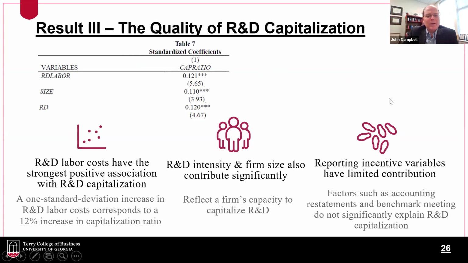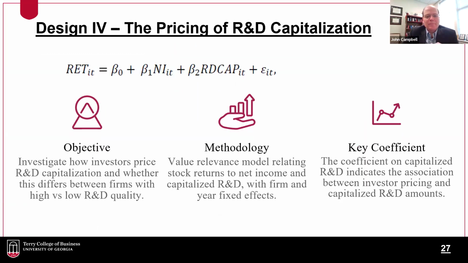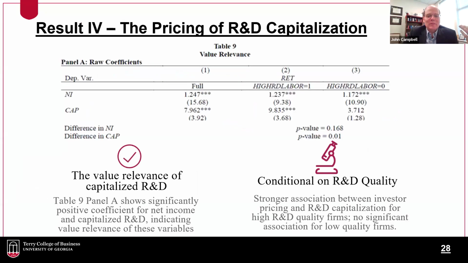And then let's see. This is just the standardization, where you can see that the economic significance of these three were roughly the same. Okay. And then this is the value relevance regression, where we find the beta 2, and this is where we partition high R&D labor versus low R&D labor, and we find that it's only holding in the high R&D labor.